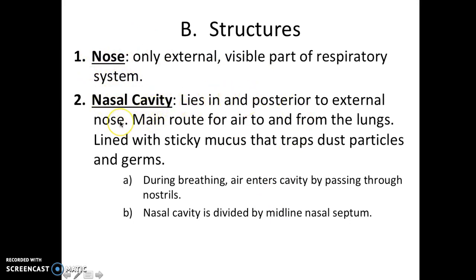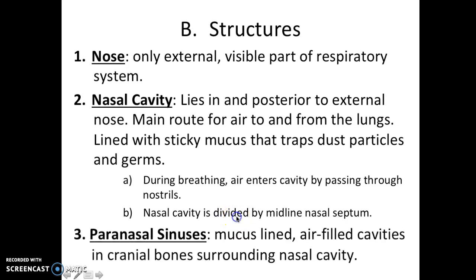It's posterior to the external nose. It's the main route for air to and from the lungs. It's lined with sticky mucus that traps dust particles and germs. During breathing, air enters the cavity by passing through the nostrils. You do have a nasal septum that divides the two cavities of the nose. You also have these mucus-lined cavities called sinuses, and in there is mucus, just to make sure that there are white blood cells in there, making sure that there are no issues with an infection. So these are all kind of the structures of that nasal area.